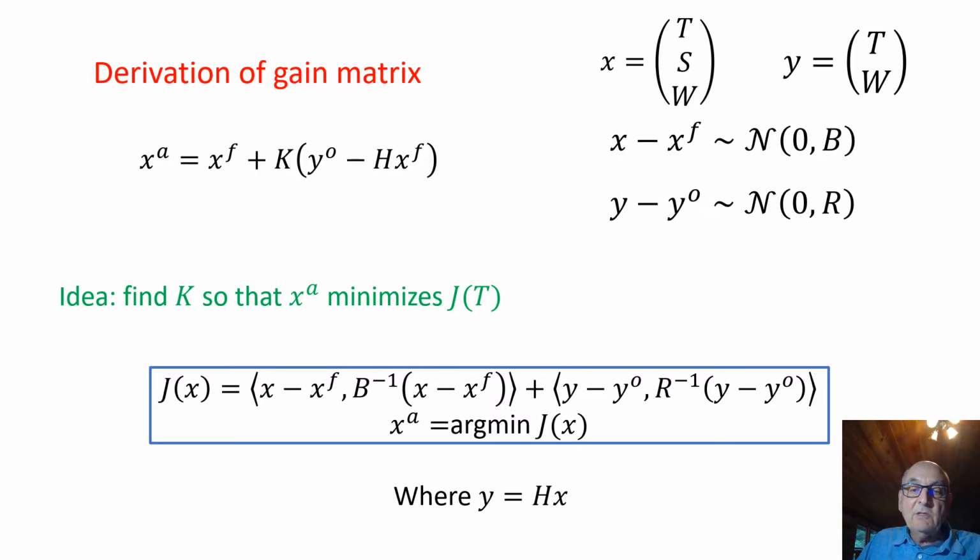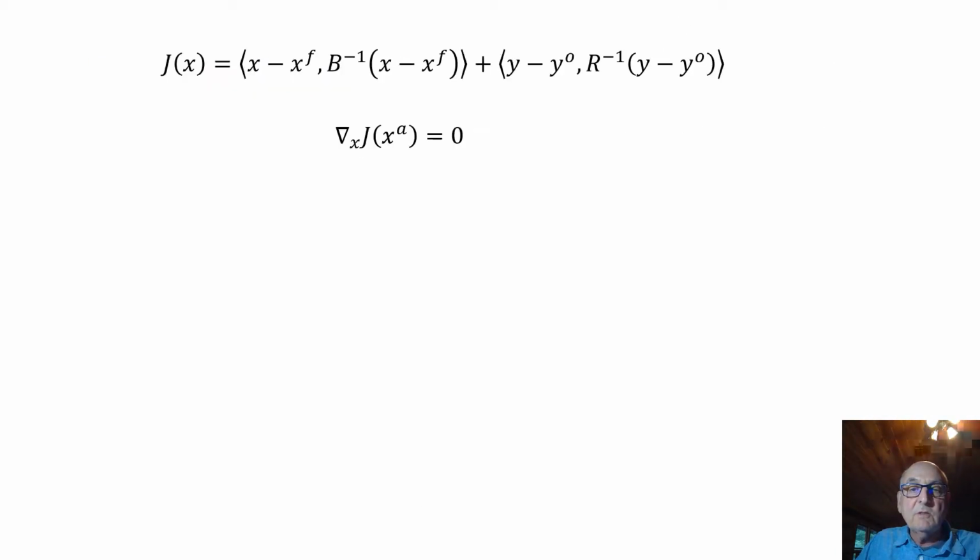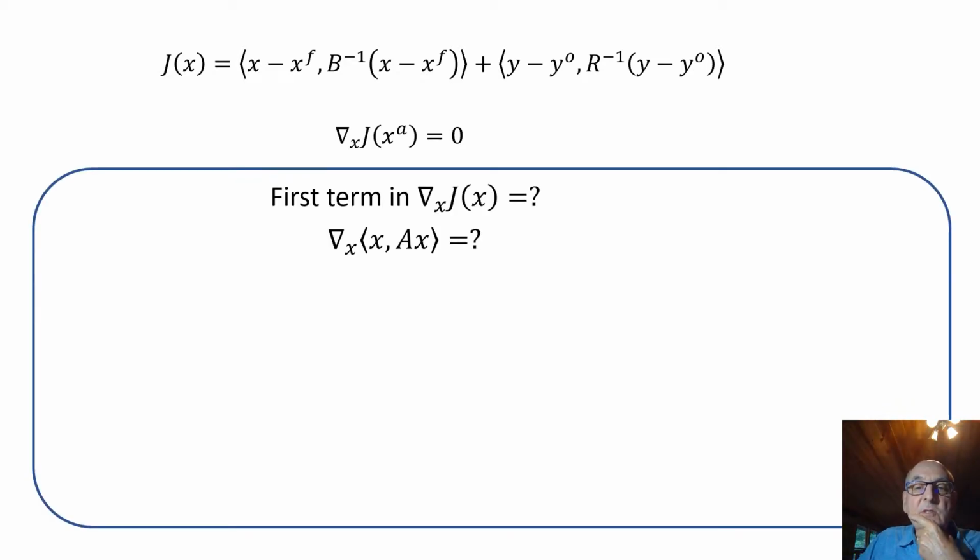So x is a 3 vector, but you end up adding 2 inner products, the first of which is in 3 space and the second in 2-dimensional space. All right, so this is our J of x. Now the question is, what is going to be the formula for the gradient of J at x? All right, well, there are going to be 2 terms in this, right?